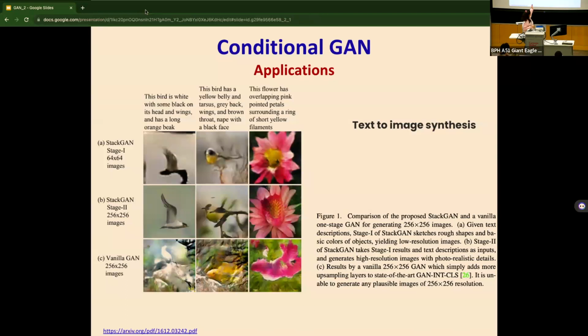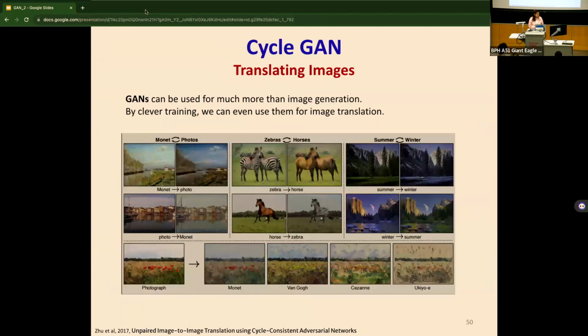As we can see, StackGAN, which is a version of conditional GAN, is able to produce much better results than a vanilla GAN because it conditions upon the text given to it explicitly. So now, next let's discuss CycleGAN.